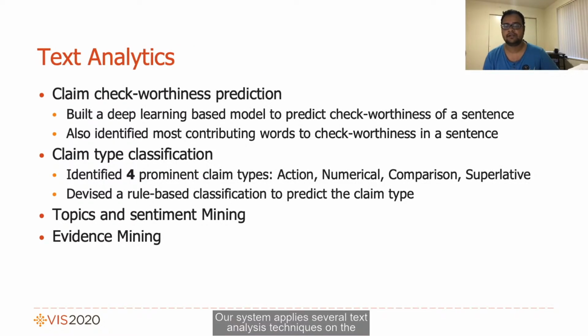Our system applies several text analysis techniques on the transcribed document and then visualizes the results to the user. We adopted a deep learning model to predict the checkworthiness of each sentence. In addition to the prediction, the model also gives us information about words that contribute most to the checkworthiness of a sentence. Our manual exploration revealed that there are 4 prominent types of claim that exist in a script. We devised a rule-based classification technique that categorizes a claim into one of the 4 types. There are some other text analysis techniques we applied on the transcript, for example, topics, sentiment, and evidence mining.